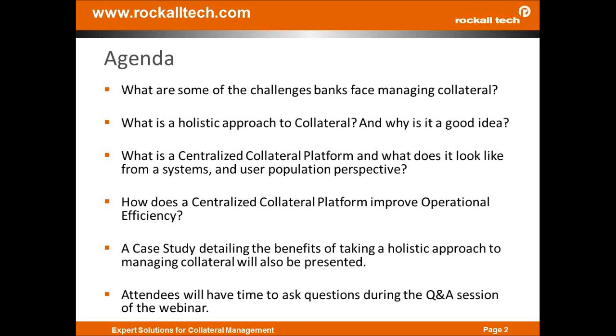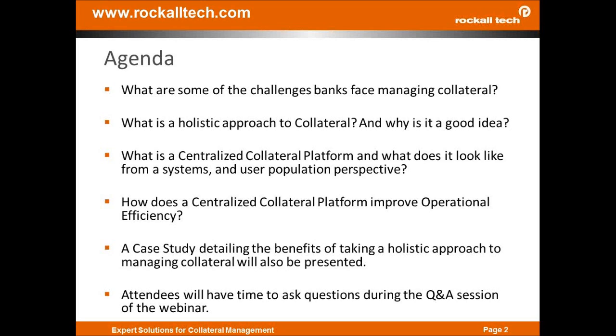What we're proposing, the idea we have to address those challenges, is to take what we call a holistic approach to collateral, where we take the view that collateral is essentially a first-class citizen of the enterprise. We're going to look at what that means in terms of how a bank organizes itself, the impact on IT from a systems perspective, and how the operations, the people, and the resource management are impacted by that.